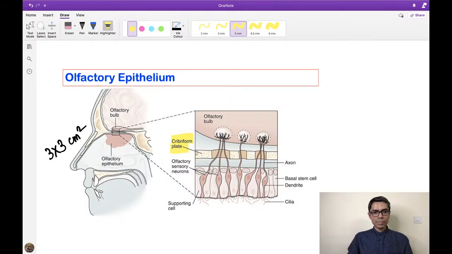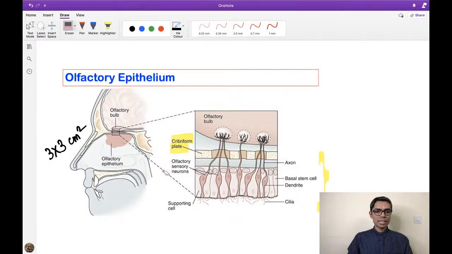Okay, so just below this cribriform plate, what you are finding is the olfactory epithelium, and inside this olfactory epithelium, multiple types of cells are there. What are the multiple types of cell? Number one, olfactory sensory neuron. This is an MCQ.